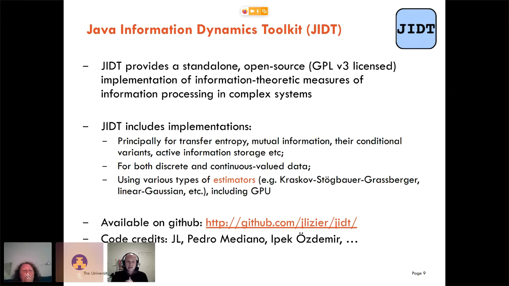It provides implementations of these measures to handle different data types, for both discrete data and continuous-valued data, and we've got some specific estimators for spiking data coming soon. And we have different estimators that have different pros and cons for these different data types as well. We have estimators that handle linear relationships only, as well as more complicated non-linear estimators, such as the well-known KSG estimator.